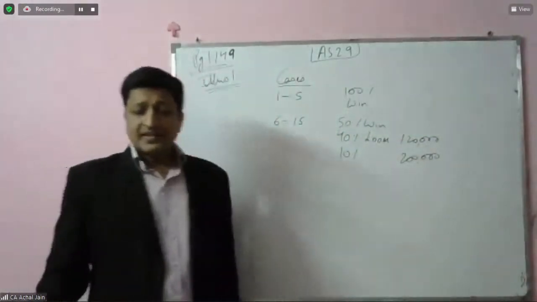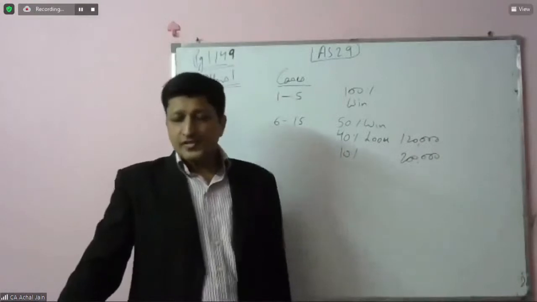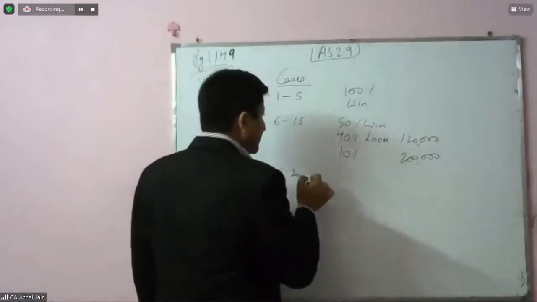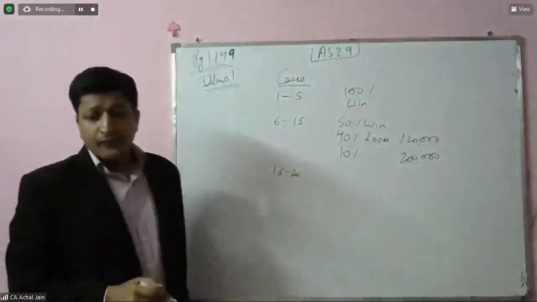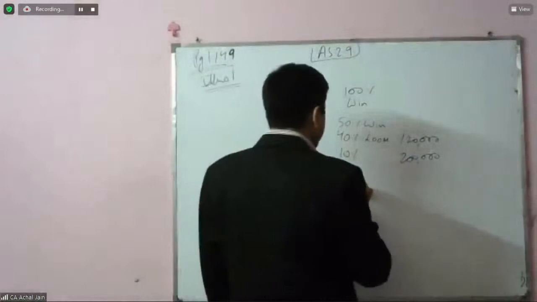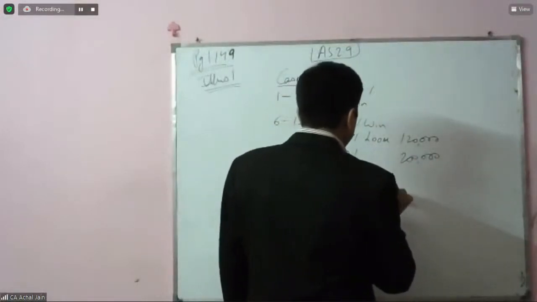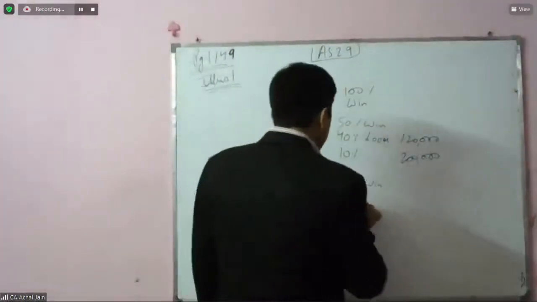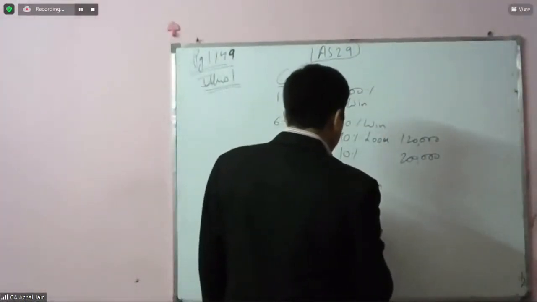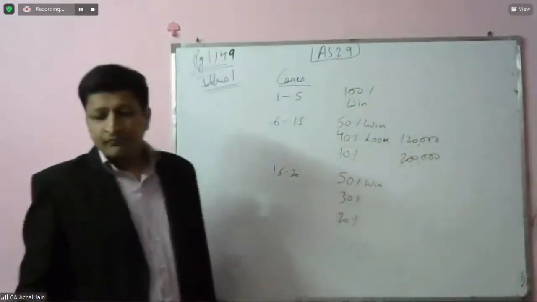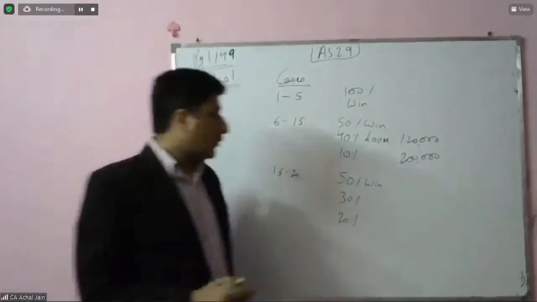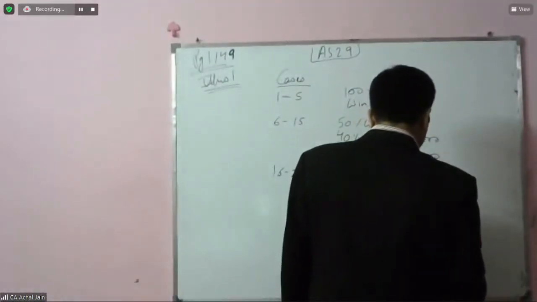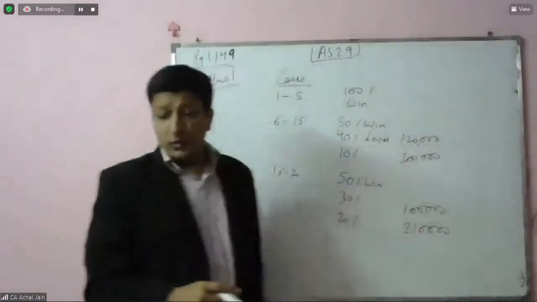Then for the remaining 5 cases, a similar sort of assessment is given. Cases 16 to 20, 50% chances for winning. Then we have 30-20, and the outcome is 1 lakh and 2 lakh 10,000.